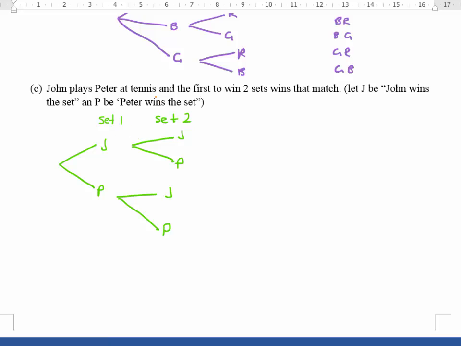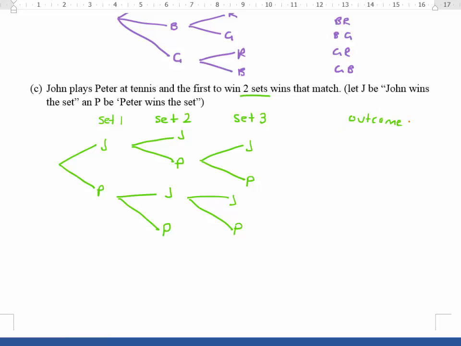Now, the thing is, it's a first to win 2 sets. But what happens if we have John and then Peter? If John wins set 1 and then John wins set 2, then he's won overall because it's a first to win 2 sets. But if no one wins, we obviously have to play again. So if John wins first, then Peter, then they're going to play again, and John could win or Peter could win. And if Peter wins first and then John wins the second game, then John could win the third set or Peter could win. So now our outcomes look slightly different.